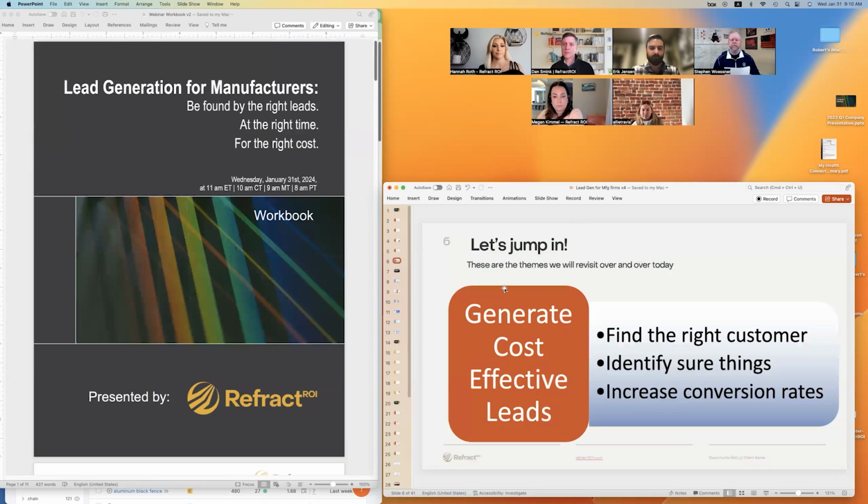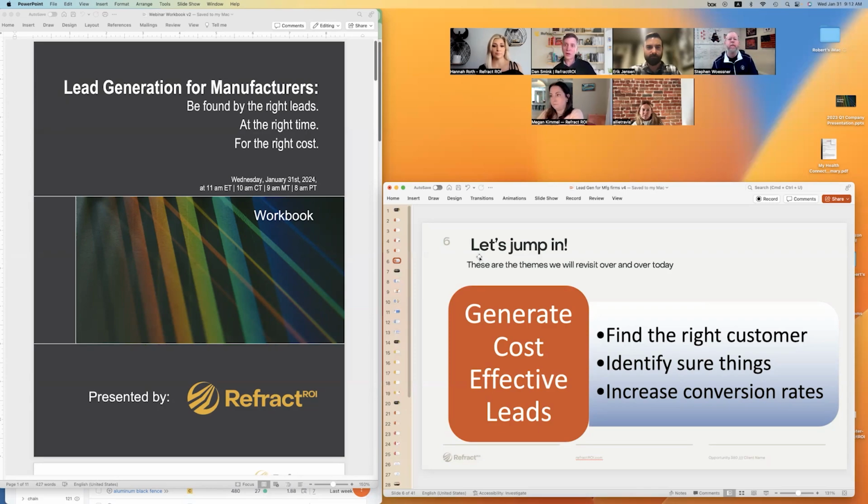So let's jump in. There are some very specific themes that I will continually hit over and over again today. First, the whole point of today is talking about how to generate leads cost effectively. I've worked with lots of companies, and I've had companies complain to me because they would say, oh, my vendor isn't doing very well. And I would actually go and do an analysis, and I would say the vendor is doing fine.